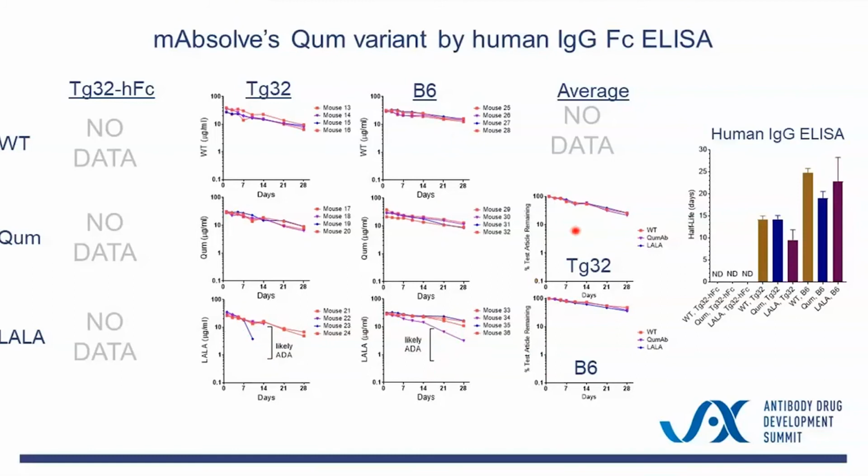And you can see from the average data that the different FC variants performed very well in the TG32 mice. They line up quite well with the wild type when plotted out as a percent test article remaining compared to day 1. And here's the half-life data. You can see they're rather well grouped, and that the wild type mouse yielded even higher half-life. So it's not necessarily a good predictor.